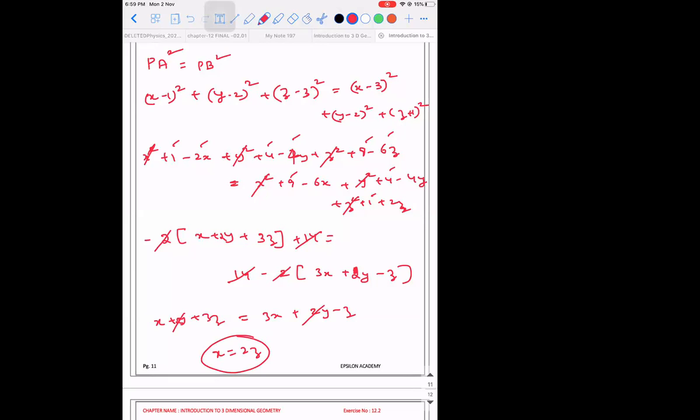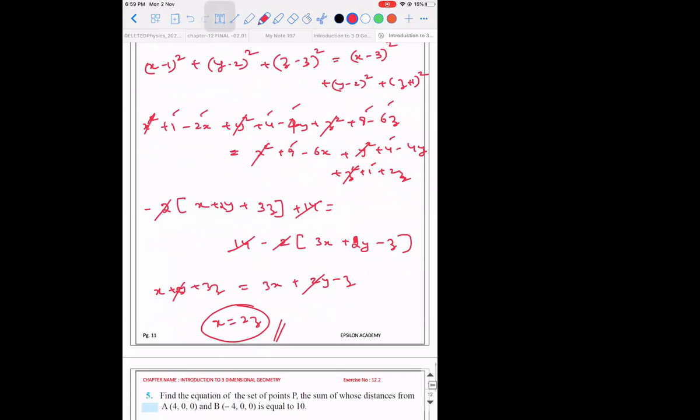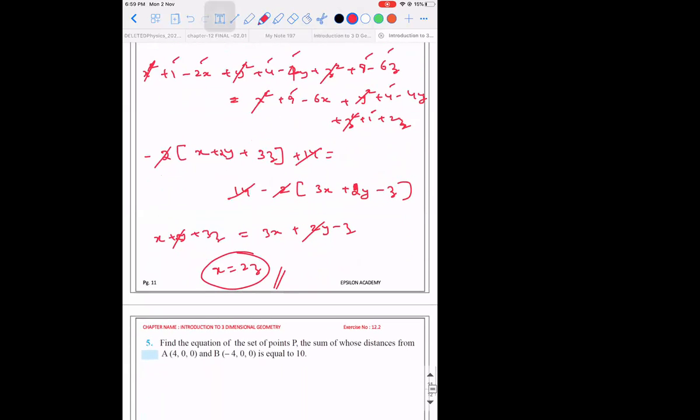Rohan, what is the answer? x is equal to z. Yes, sir, x equal to 2z. Okay.